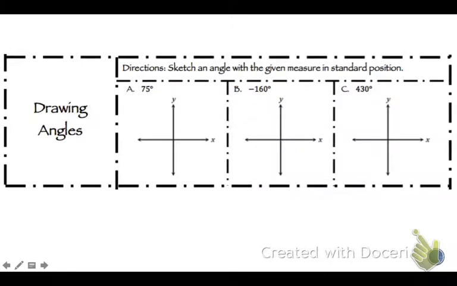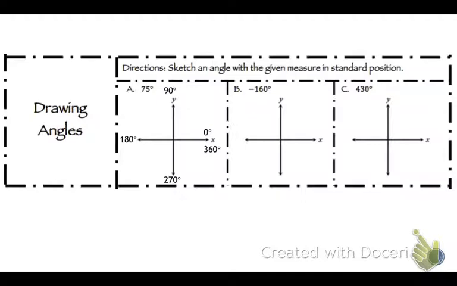The first thing I always want you to do is look and see if it's positive or it's negative. Well, A is positive because 75 is a positive number. So I'm going to start by labeling that 0. Then I'm going to go up 90 degrees. Go another 90, and that's 180. Go another 90, that's 270. Go another 90, and that's 360.